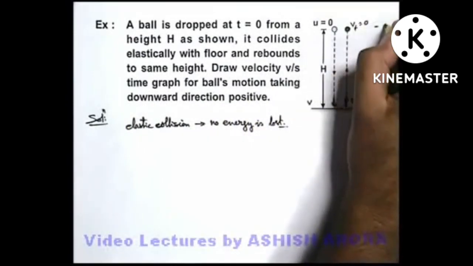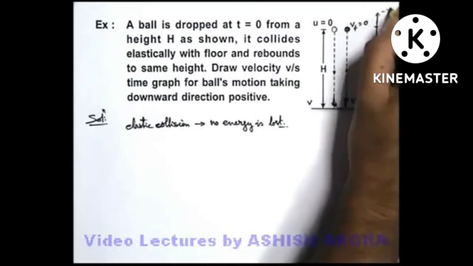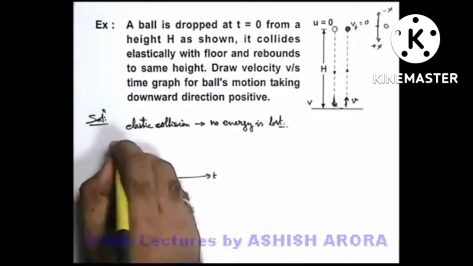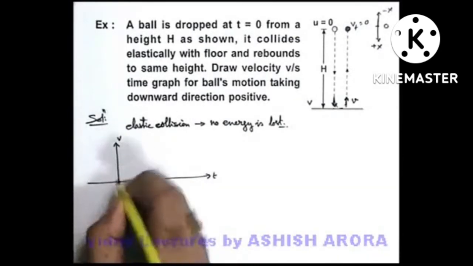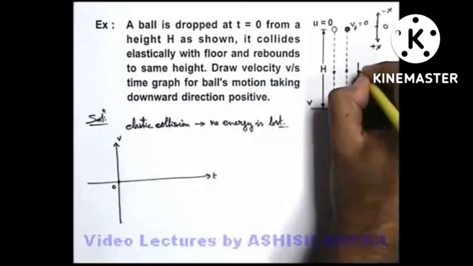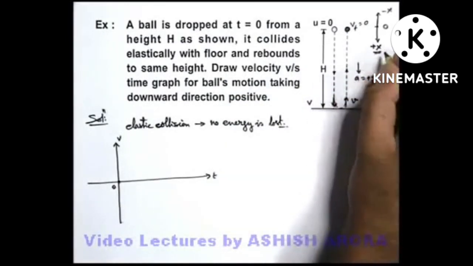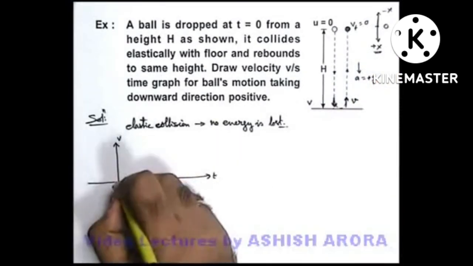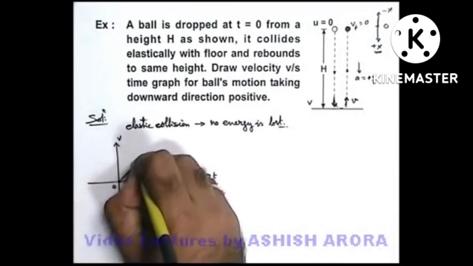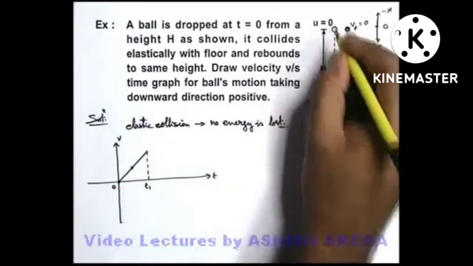In this question, if we consider the origin at the starting point, we take the downward direction as positive x and the upward direction as negative x. Here, if we draw the velocity time graph for this motion, we can see at t equal to 0 the particle started from rest, so the graph must start from the origin. As throughout the motion its acceleration is downward, we take acceleration as plus g, because we are taking the downward direction positive. So it will move with a uniform acceleration, so the velocity time curve will be a straight line of positive slope.